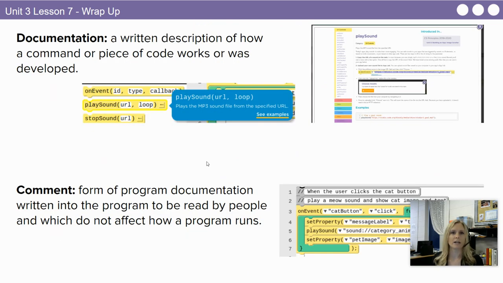Here's an example of documentation. This is the blue box that shows up. And if you click on see examples, you'll see a lot more information about that. So that is a written description of how a command or a piece of code works or was developed. And a comment is a form of program documentation written into the program to be read by people, but it doesn't affect how the program runs.